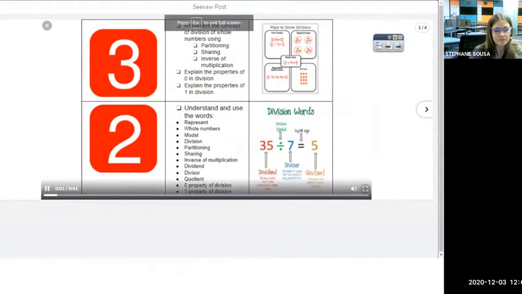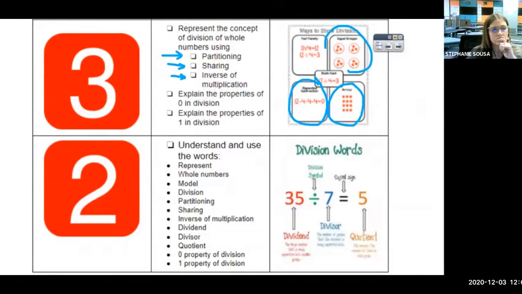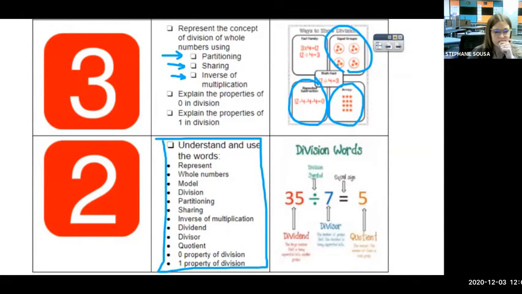There we go. For weeks, we've been working on representing the concept of division of whole numbers using multiple strategies. The strategies that we have learned are partitioning, sharing, and the inverse of multiplication. We have also learned repeated subtraction and arrays in equal groups as ways to show sharing. You have also been asked to understand and use these words in your explanations of division. Today, you will practice determining which strategy is most appropriate when solving real-world division situations.